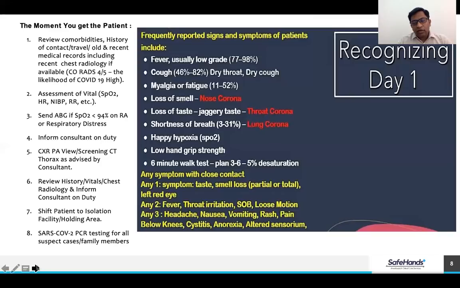Ask about any symptoms in close contacts. Any symptoms like loss of taste, smell, red eyes, fever, throat irritation, signs of breathlessness, loose motions, headache, nausea, vomiting, rash, pain, blistering, cystitis, anorexia, altered sensorium, all these things can be symptoms of COVID.